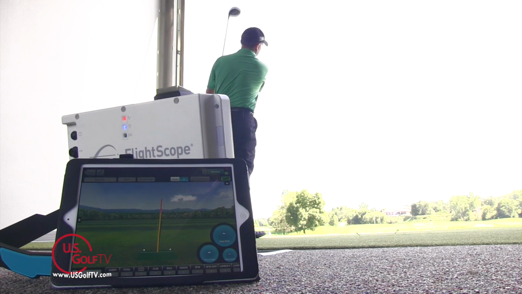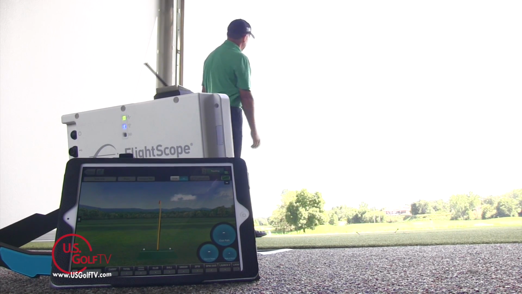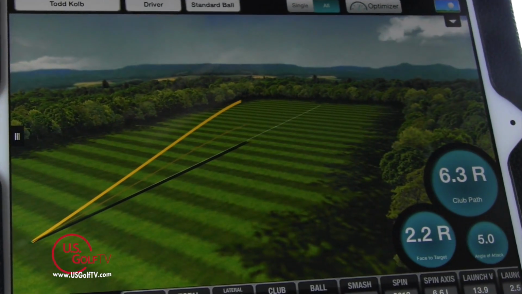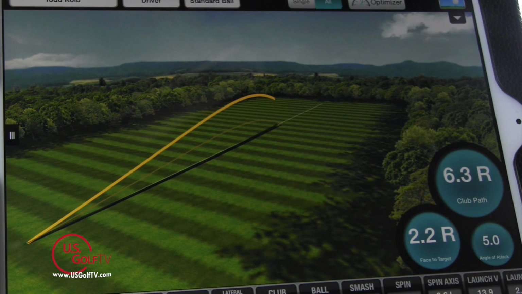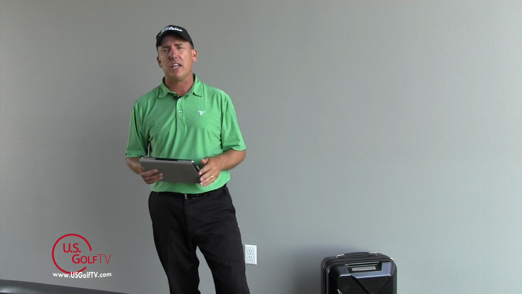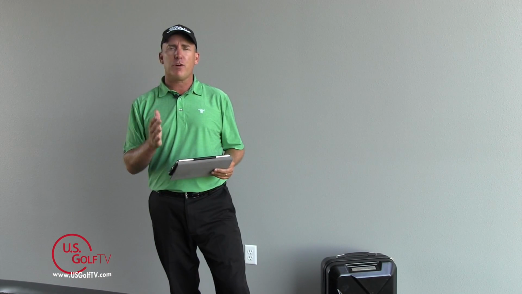Now, what are those 3 things that I'm looking at? Well, first of all, angle of attack, the angle the club is traveling at the moment of impact. The path, basically, for practical reasons, the direction that the club is traveling at the moment of impact. And then also the club face. How does the club face relate to the target line at that point? So, first of all, what do we want to see?